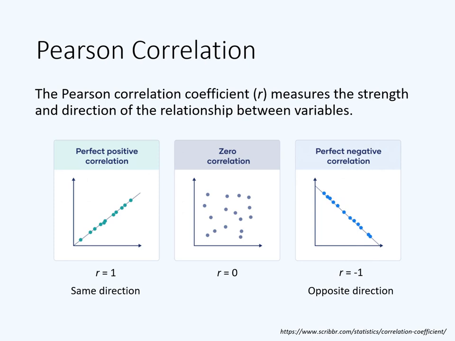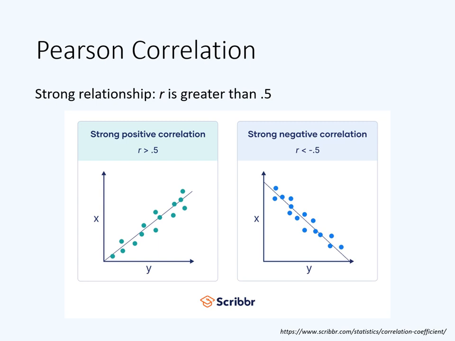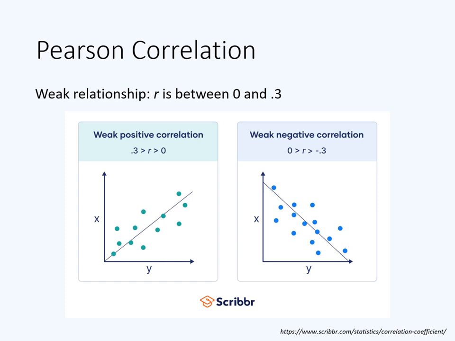But it's unlikely that you'd see such a perfect relationship between variables, so we need to consider the different strengths of correlation coefficients. When the coefficient is greater than positive or negative 0.5, we can say that there is a strong relationship. As you can see, the data points are close to the line, but they don't fit perfectly. A coefficient between 0 and 0.3 is considered a weak relationship, and as you can see, the points are farther away from the line of best fit.